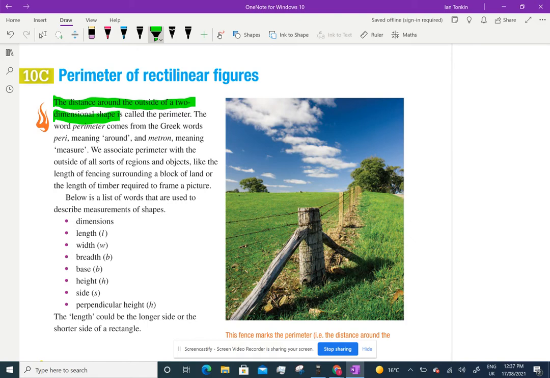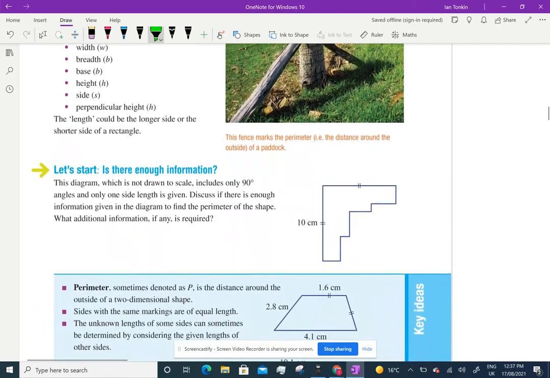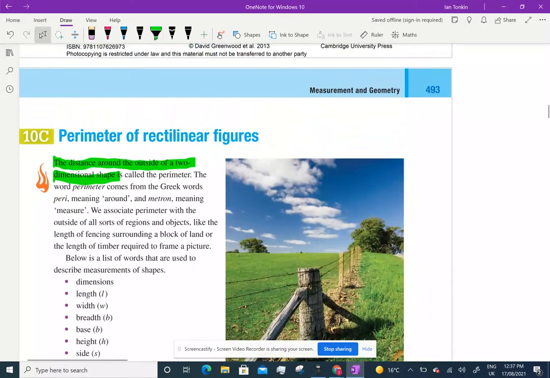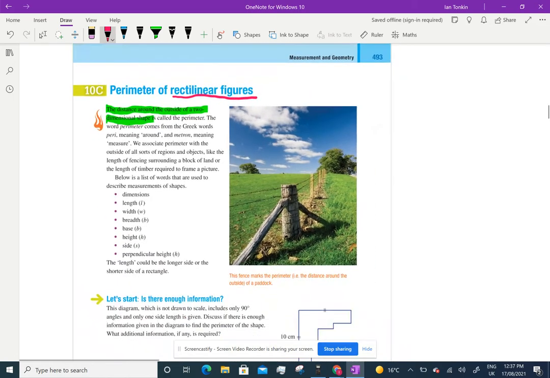Now, most of the shapes we're going to do will be, as they say here, rectilinear. That means in the form of a rectangle or with 90-degree angles. Now we know that that doesn't happen completely in real life all the time, but enough for us to work out the perimeter of these shapes, and later on we'll do some curved shapes.